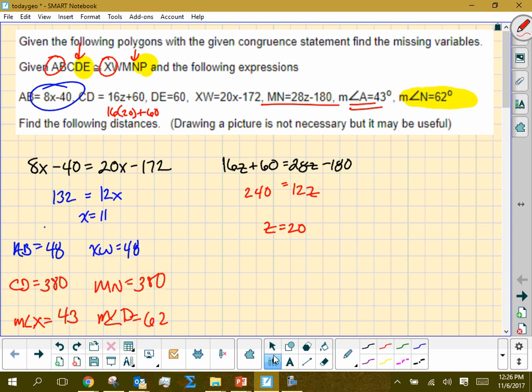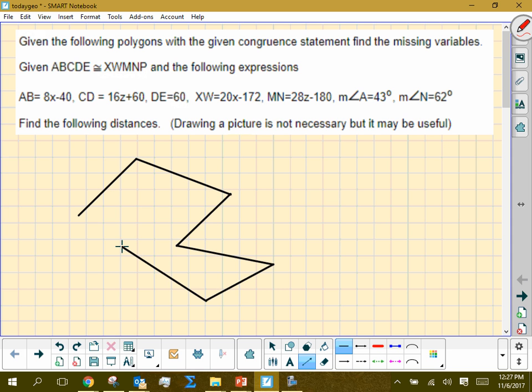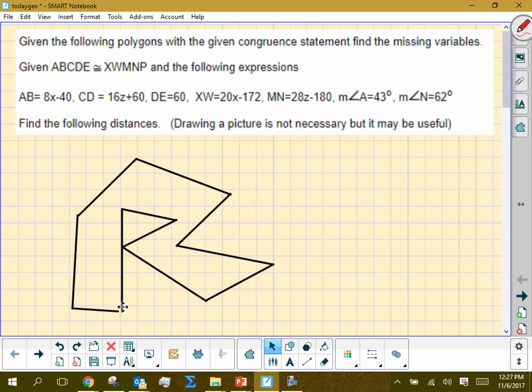Now, I say draw a picture. You can draw a picture, it might be helpful. Your picture can be drastically different than your neighbor's picture. We haven't really talked too much about what makes a polygon, but it's simply a bunch of segments end to end, to where you end up closing your picture off. So, just to give you some examples, that would be an example of a polygon.